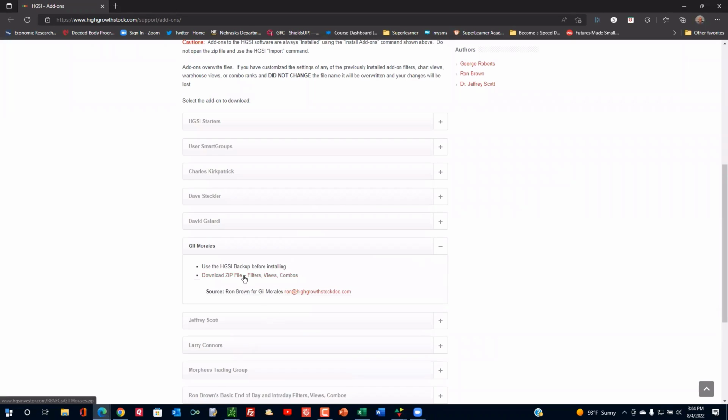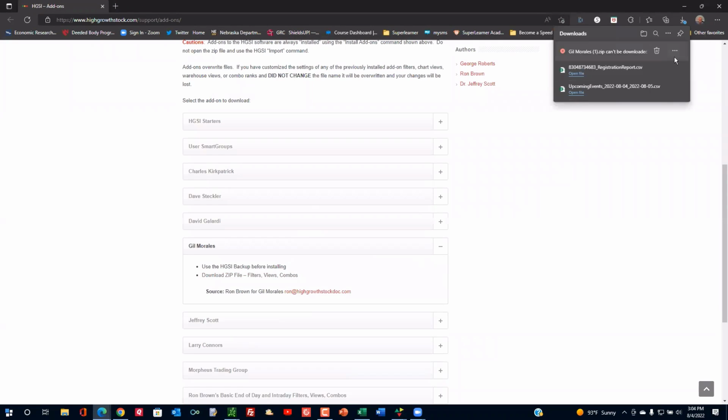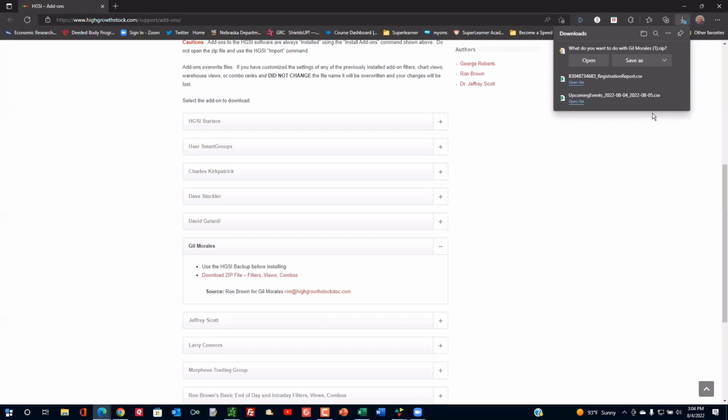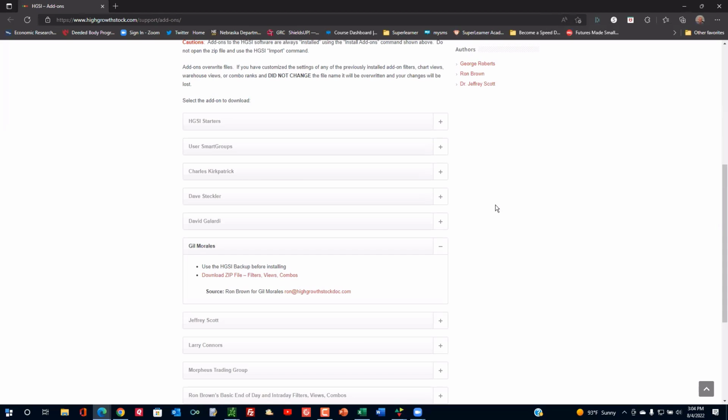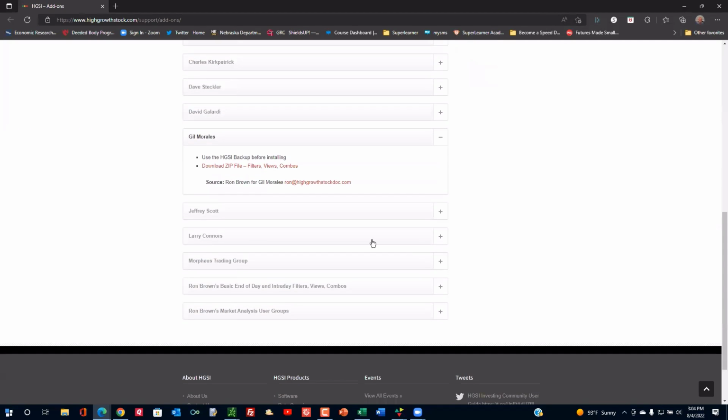So just click on this, click on download zip file, and remember that it's going to probably give you a message that it can't be downloaded. Just go here and select keep anyway, and then save as. They're protecting from zip files which are contaminated.